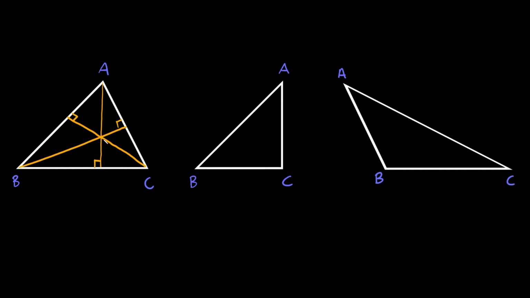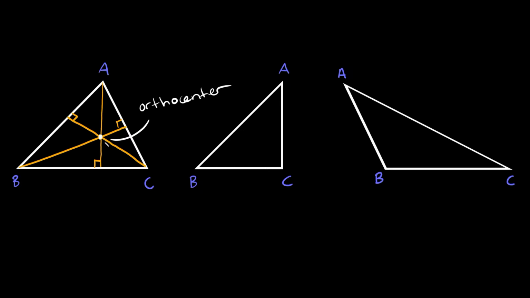And the point of concurrency, or in other words, the point where all three lines intersect, so this point right here, is called the orthocenter. Okay, so the orthocenter is where three altitudes intersect. And the orthocenter can be either inside the triangle, on the triangle, or outside the triangle. And that just depends on what type of triangle you have.